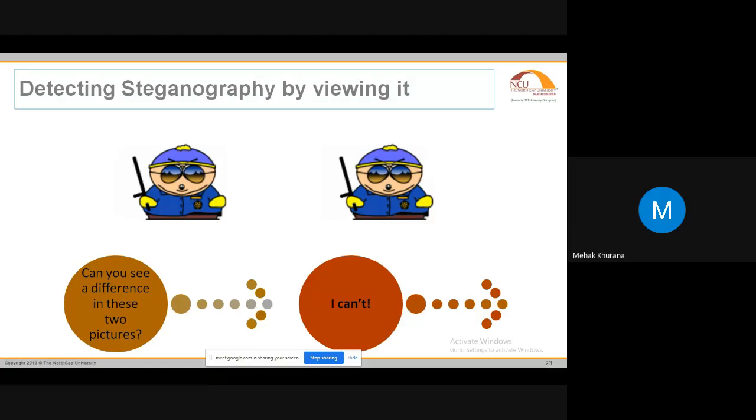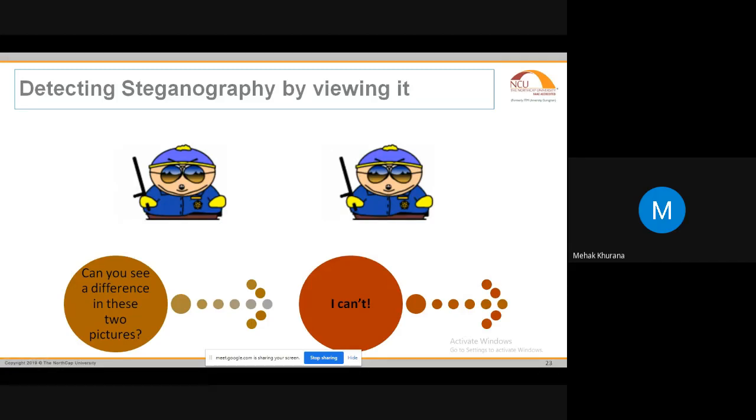This is also one of the reasons why we are using images, because in audio or in text, we can see there is a change in some text, but when we are talking about images, it becomes difficult to identify, detect or differentiate between the two images. Till the time the person does not know what the actual image was, he will not be able to recognize that there is a change in the image.